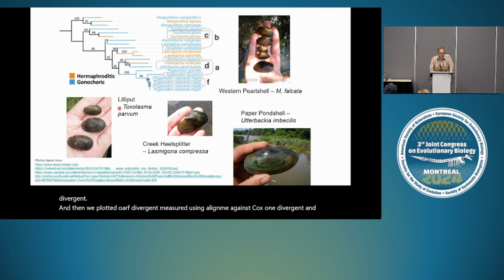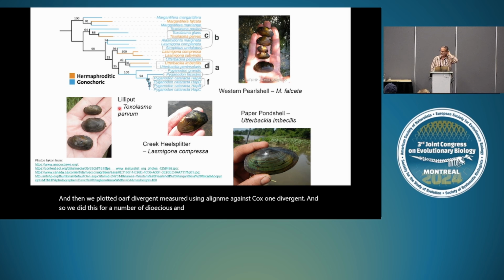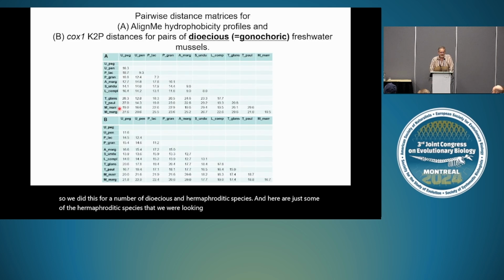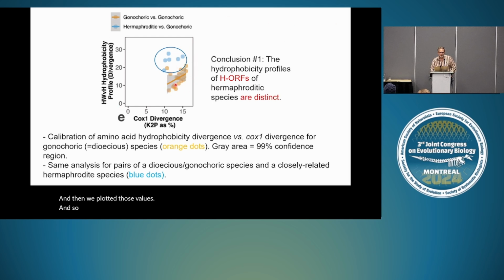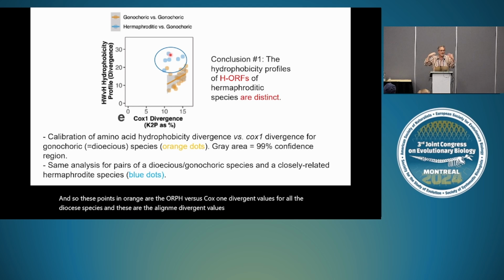And so we did this for a number of dioecious and hermaphroditic species, and here are just some of the hermaphroditic species that we were looking at. Again, we calculated the divergence for hydrophobicity using AlignMe, and then we also calculated COX-1 divergence, and we plotted those values. These points in orange are the ORF versus COX-1 divergence values for all the dioecious species, and these are the AlignMe divergence values plotted against COX-1 for the hermaphroditic species. So you can see that they're all really quite a bit different.